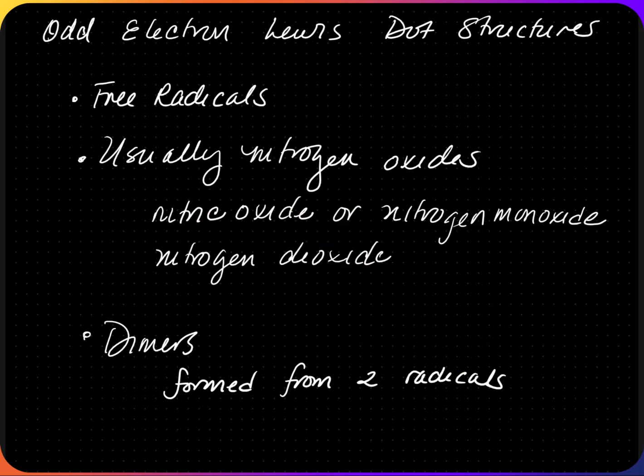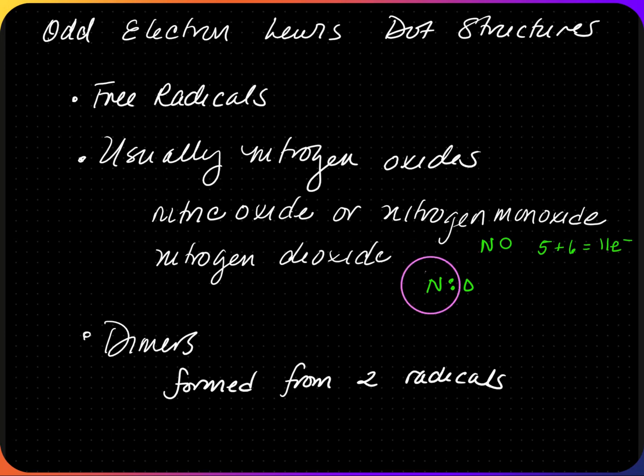Odd electron Lewis dot structures. These are called free radicals. They usually involve nitrogen and oxides or oxygen. If we have nitric oxide or nitrogen monoxide, we know the formula for nitrogen monoxide is NO. Mono is the prefix for 1. So if I find the total valence electrons, this is 5 for nitrogen, and oxygen has 6. This is a total of 11 electrons. I'm going to start with a single bond, and they're going to be next to each other. Again, I'm going to fulfill the octet rule.